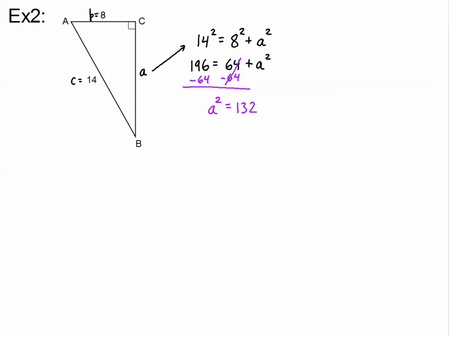I don't want what a squared is. I'd like what a is. So I'm going to take the square root to knock out the square, and I'm going to have a is equal to the square root of 132.